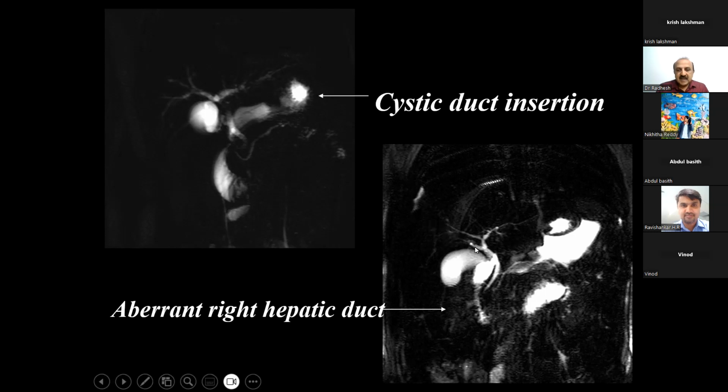So here you see an aberrant insertion of the segment 6 duct into the common hepatic duct. This is the right hepatic, this is the left hepatic, this is the common hepatic, and then you have the CBD going down.